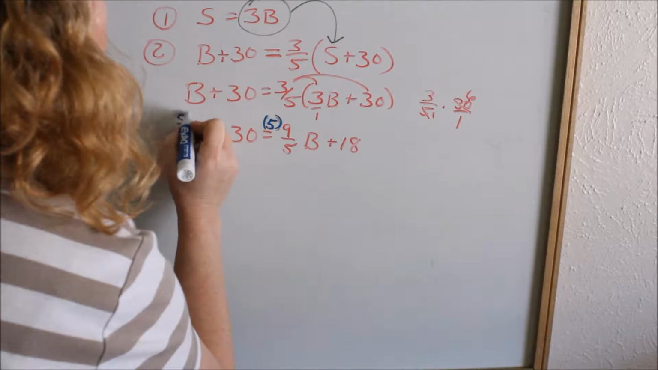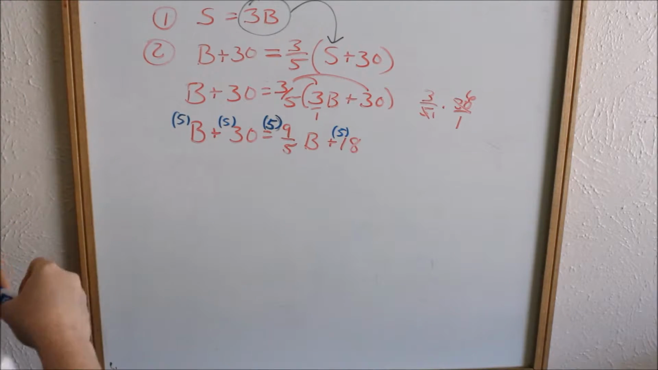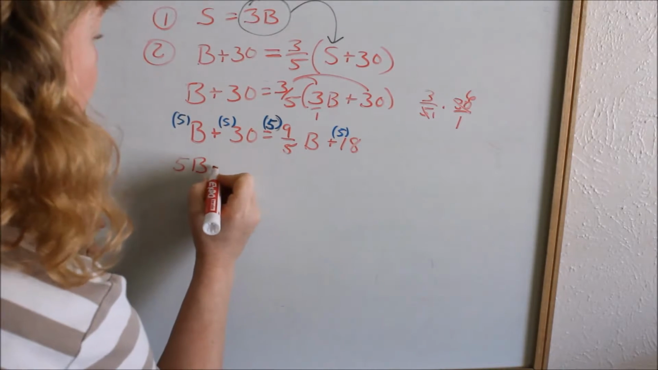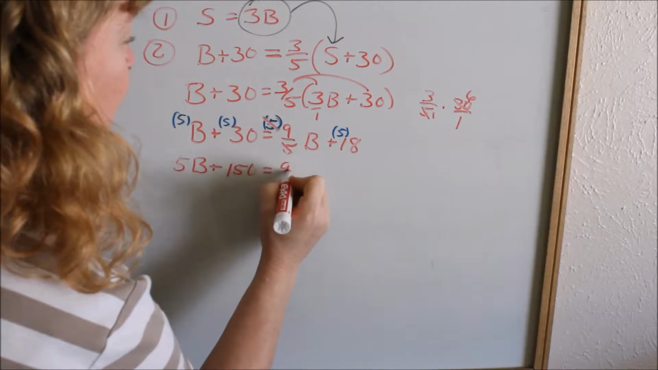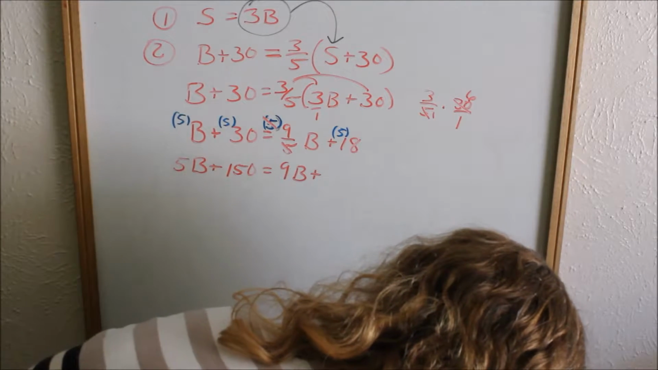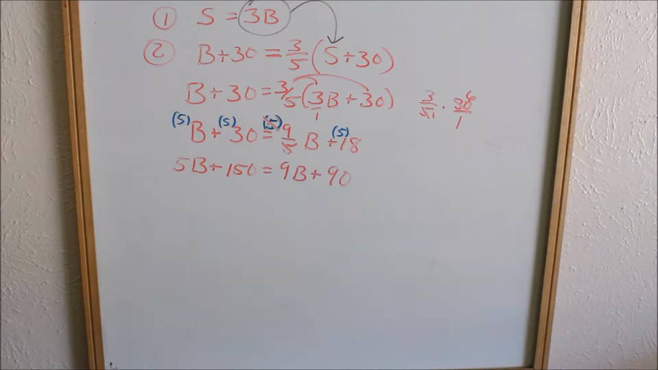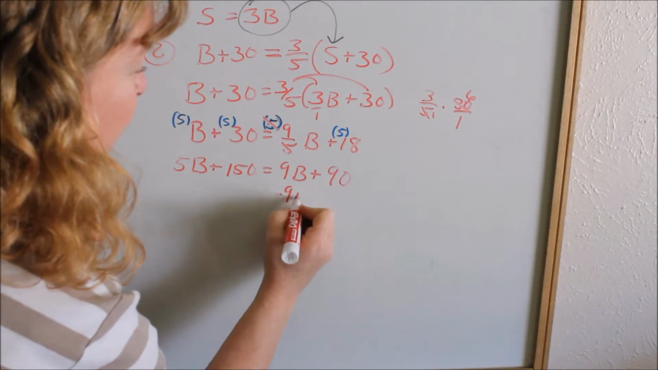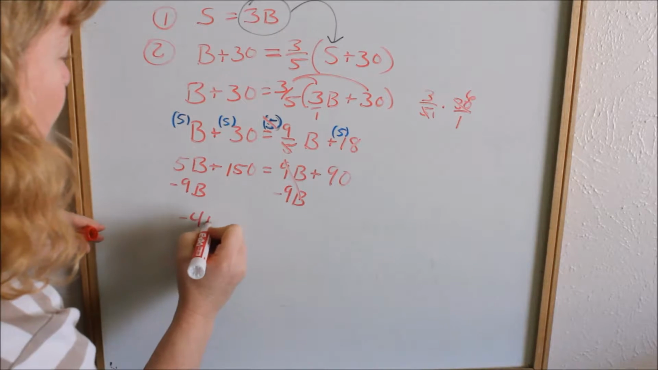So 5, 5, 5. So then this would be 5B plus 150 equals, those cancel, 9B plus 90. Now it's a matter of getting B's on one side and whole numbers on the other side. So I'm going to subtract this 9B over. So now that would be negative 4B.